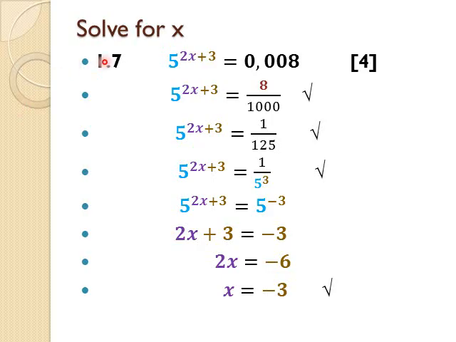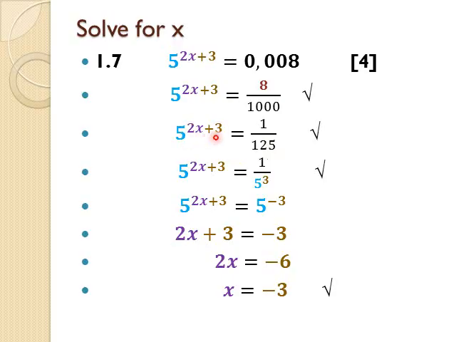Right, 1.7, solve for x. I have base 5 to the power 2x plus 3 equals 0,008. So I'm going to first take this and write it as a common fraction. So 8 stays on top, and if you look after the comma, I have 1, 2, 3 digits. Therefore, 3 zeros at the bottom with 1. So 8 over 1,000. So 1 mark for the common fraction. 8 goes into 1,000, 125 times, so that simplifies to 1 over 125.